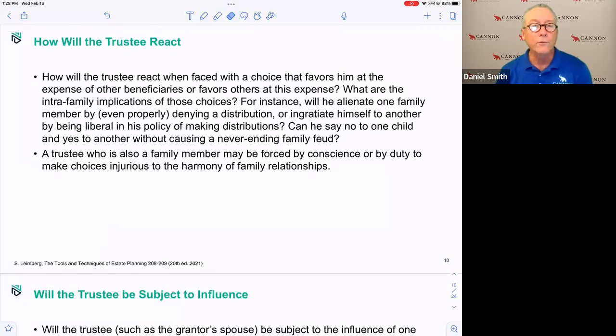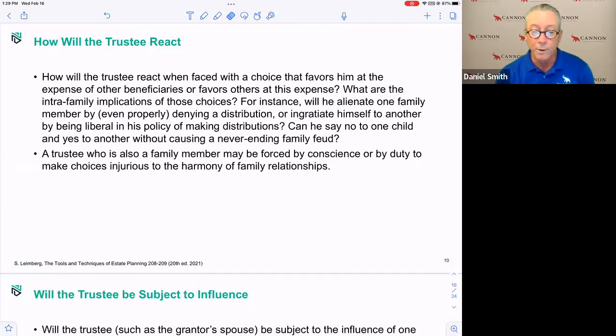You also want to know how the trustee will react, right? When you're faced with various kinds of choices that favor him at the expense of others, right? So I'm really making sure that I've got my ethical hat on properly. What are the intrafamily implications of those choices? This is particularly important, certainly when you have some kind of a mixed family situation, when you have second marriages, you have kids from multiple marriages, those kinds of things. This is where tensions can run higher. And so it's really, really important to understand the elements of family dynamics and the way that those play out.